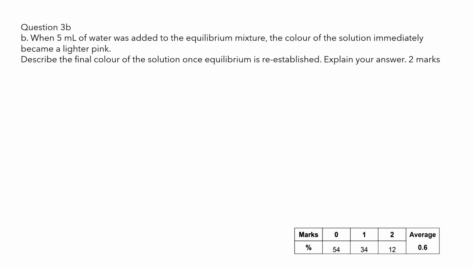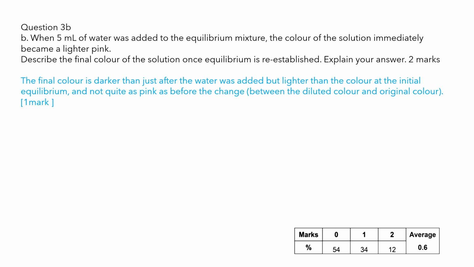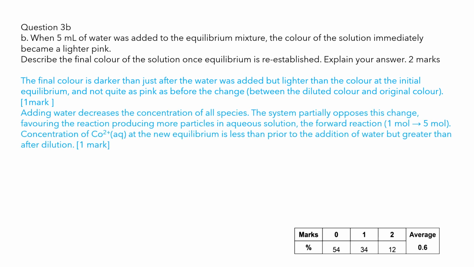The final color is darker than just after the water was added but lighter than the color at the initial equilibrium, and not quite as pink as before the change. Adding water decreases the concentration of all species. The system partially opposes this change, favoring the reaction producing more particles in aqueous solution, the forward reaction.